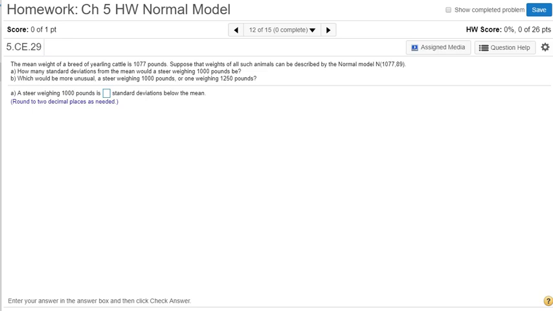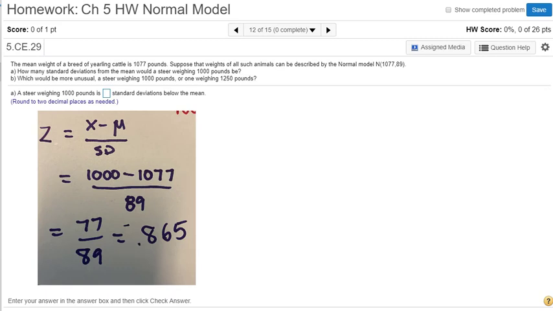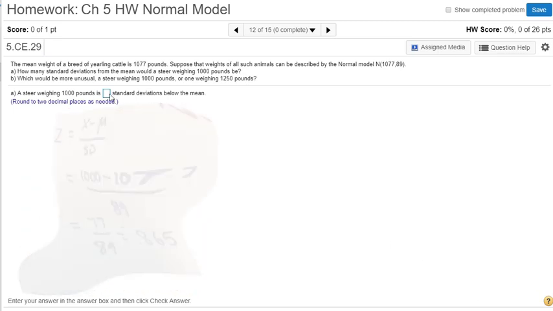So we're just going to compute the z-score for this. x minus mu over the standard deviation. So we put in x, which is 1,000, minus the mean, which is 1,077, and divide all that by 89, and that gives us about 0.865, and we can round it to 2 decimal places, so 0.87.